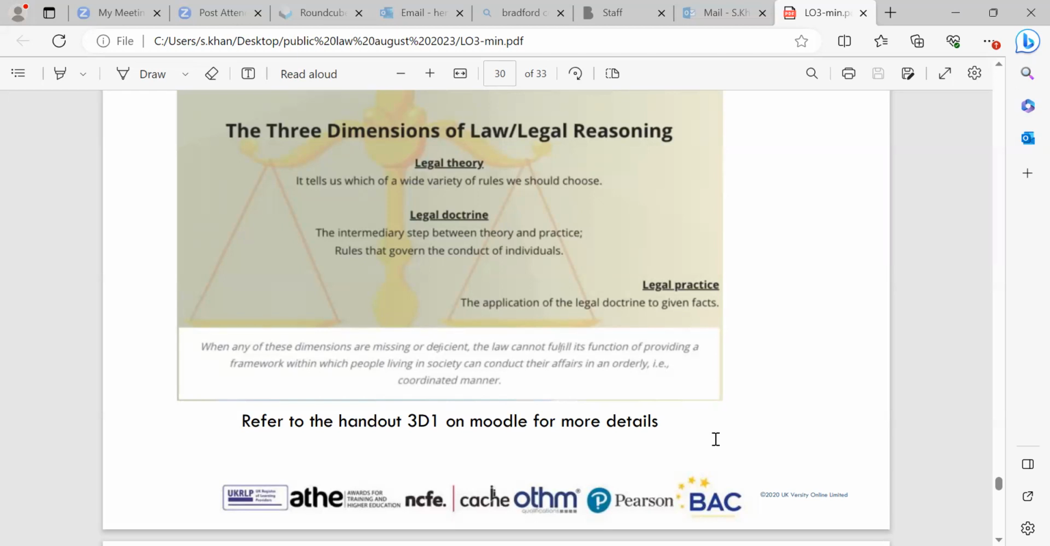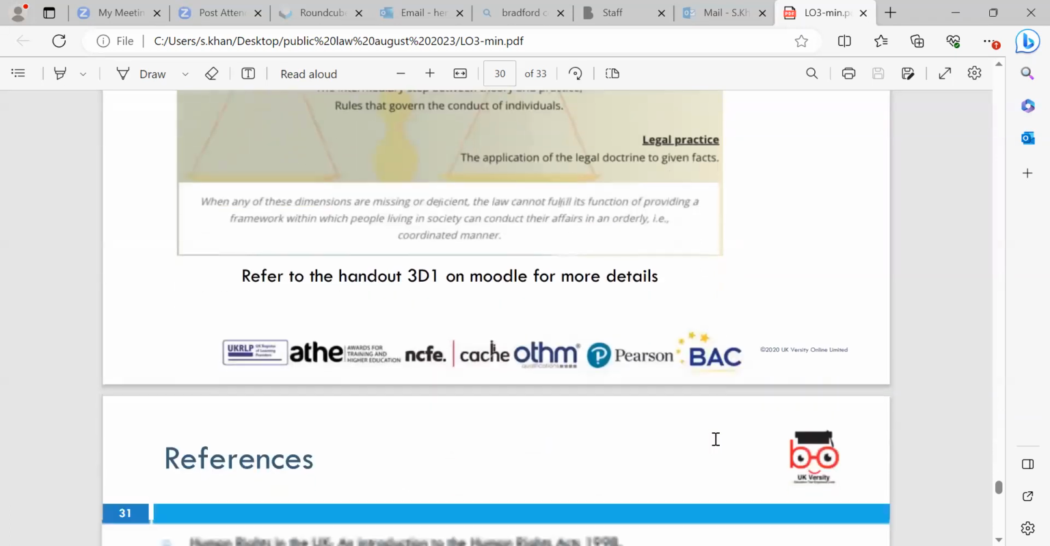When any of these dimensions are missing or deficient, the law cannot fulfill its function of providing a framework within which people living in society can conduct their affairs in an orderly, for example, coordinated manner. So again, this handout is on Moodle as 3D1, and you could look at that for more details.